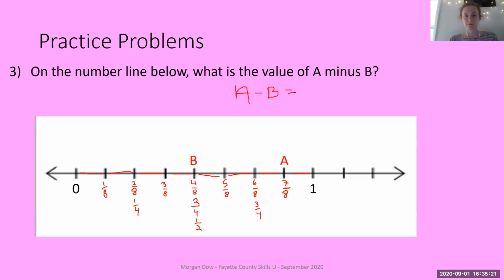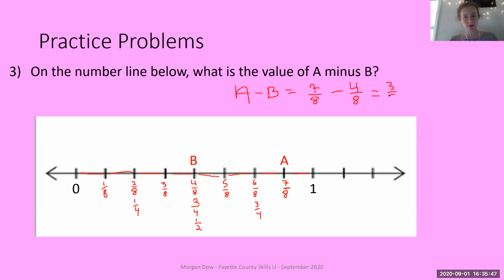This is going to be 7/8 minus 4/8. I'm choosing to say 4/8 instead of 2/4 because when I add or subtract, I want my denominators to be the same, right? It makes my life easier to choose 4/8. And then my final answer is 3/8.